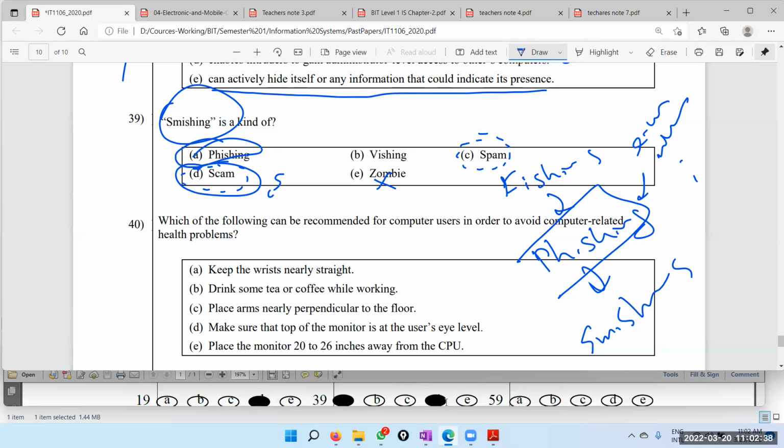Yes, A and D. Right? A and D. So A is definitely the answer because it's a kind of phishing, and usually these are scams.